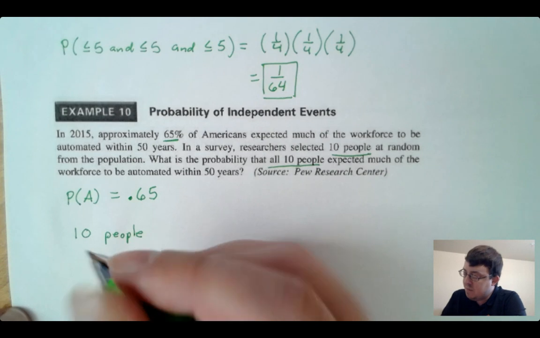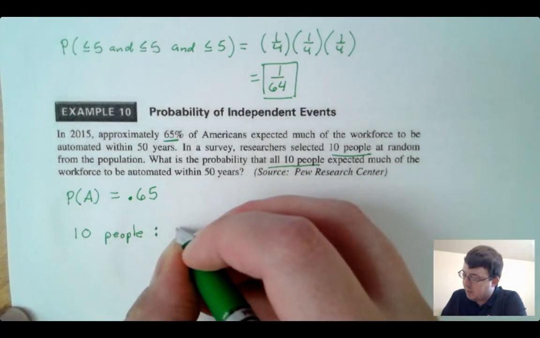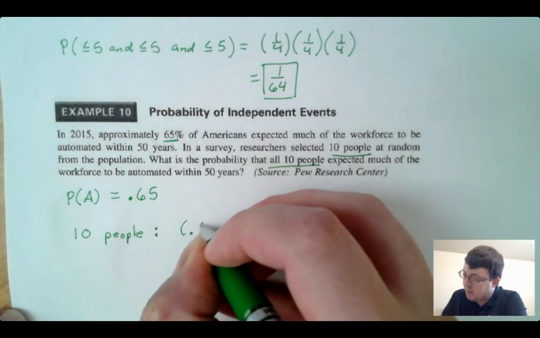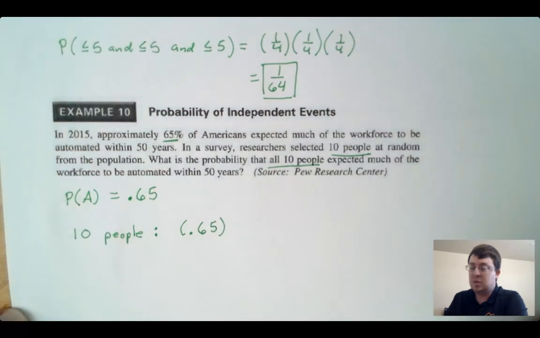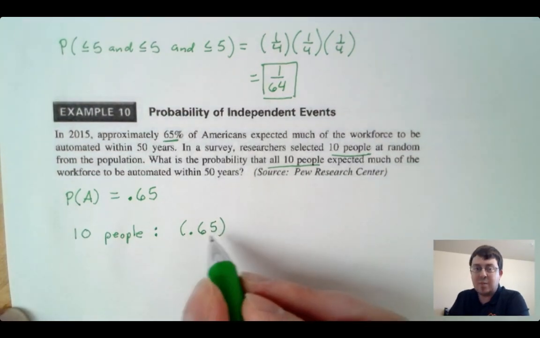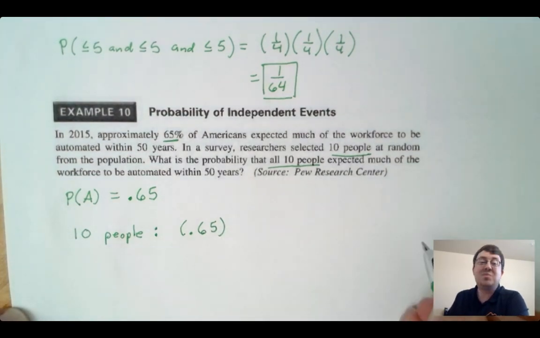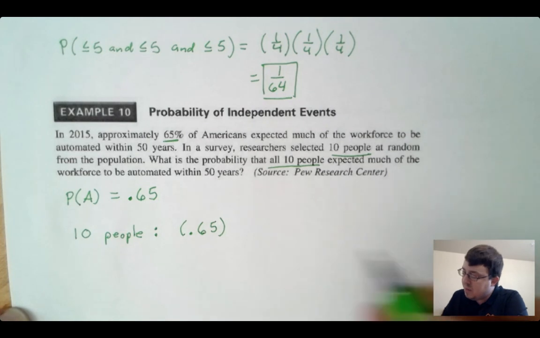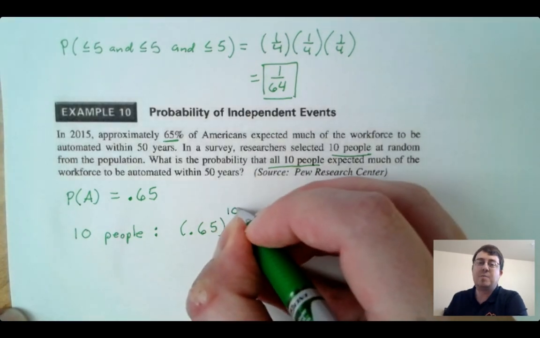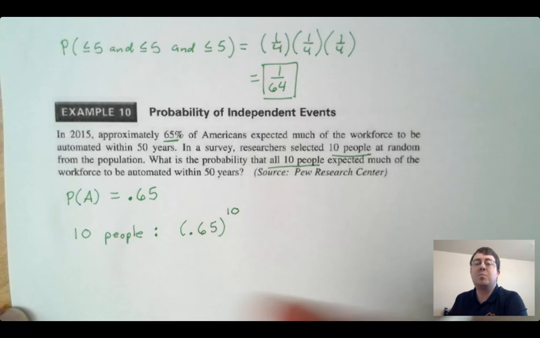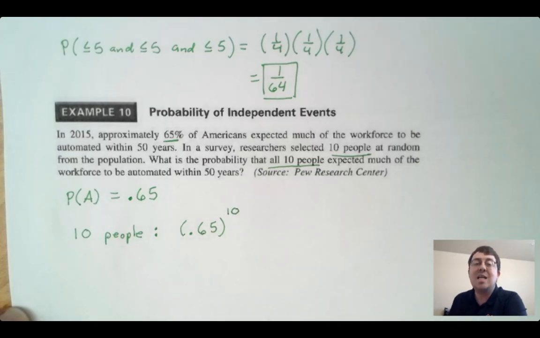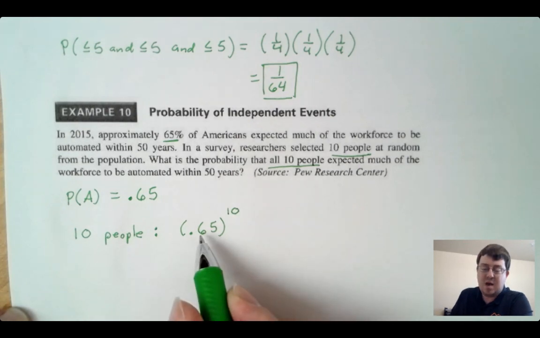These are random people that probably don't even know each other. So for 10 people, I take that probability, 0.65, and there are 10 people. So I would multiply this 10 times. But I don't want to write that down. That seems like a lot of work. So I'm going to put this to the 10th power. It's 0.65 times 0.65 times 0.65, etc., 10 times, because I have 10 different people, and each individual probability is 0.65.